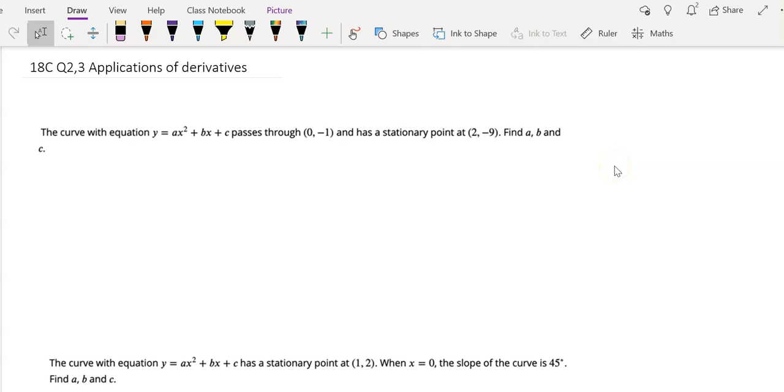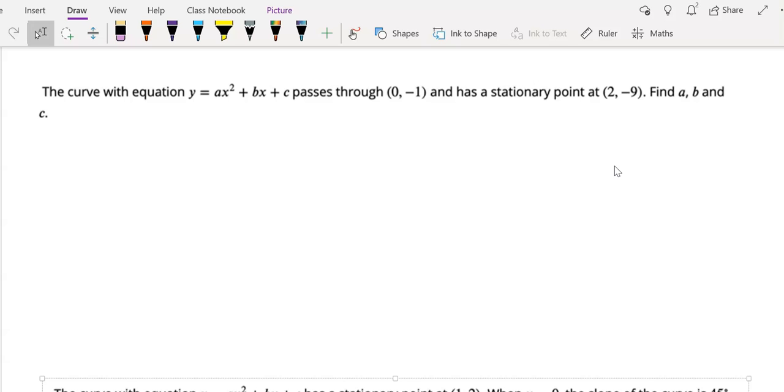Hi all. In this video I am going to discuss two equations which are applications of derivatives. Let's read the first one. It has been given that this particular graph goes through that point. So this is a parabola. There is a point at 0, -1, and then there's a stationary point at 2, -9. So find A, B, and C.